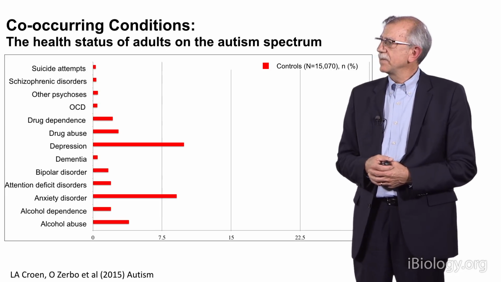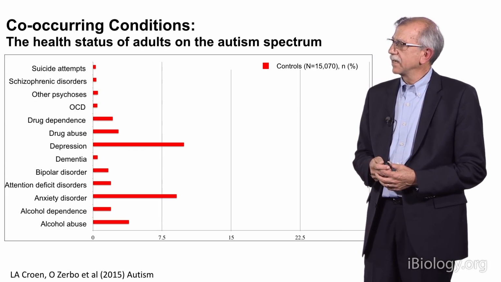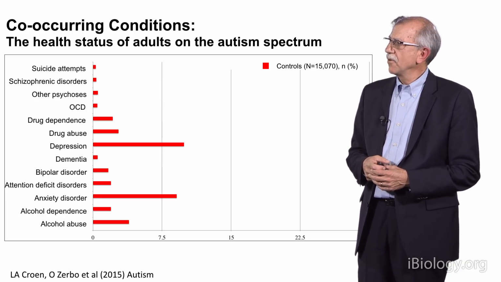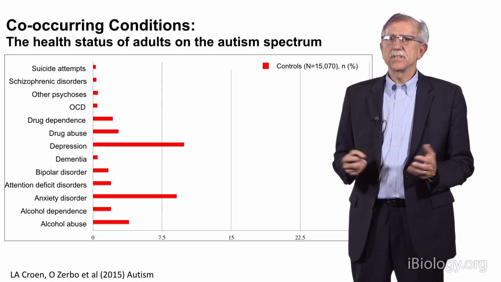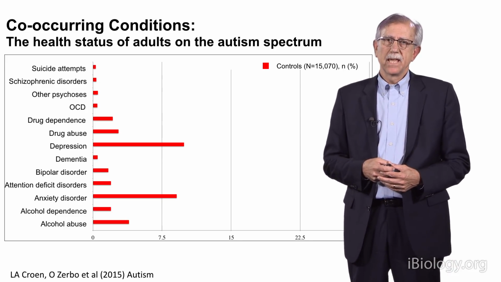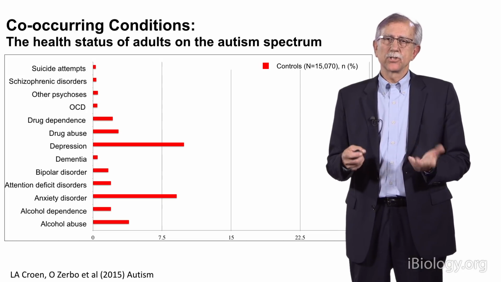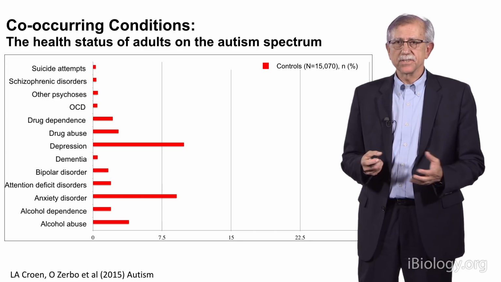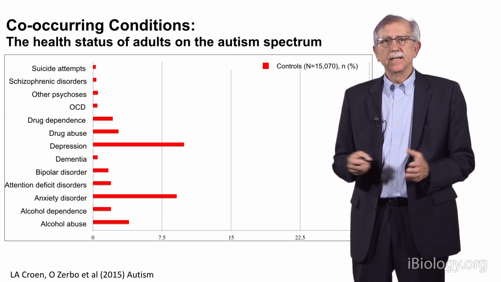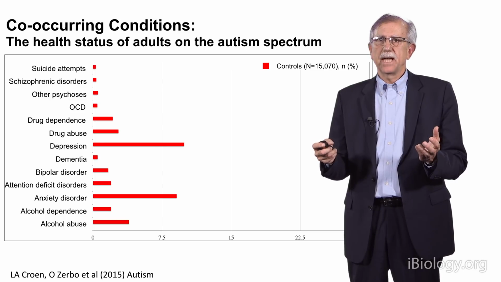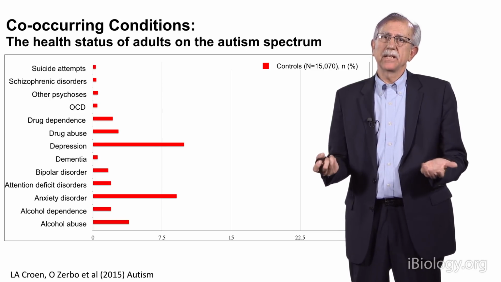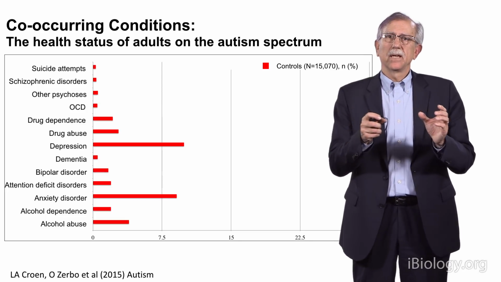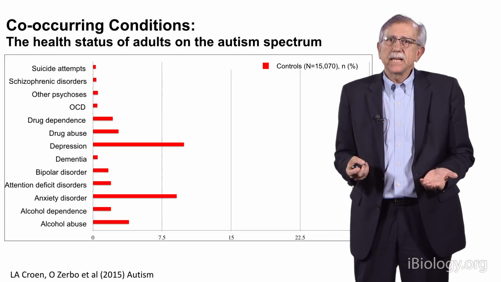In fact, in this study that was done in the Kaiser Permanente Northern California database, Lisa Crone and colleagues identified 1,500 adults with autism and identified a matched control group of 15,000 typically developing adults without autism, and simply asked the question, if we look in our database at medical conditions, particularly diagnoses that have been identified in the group with autism and also in this control group, how do they compare?